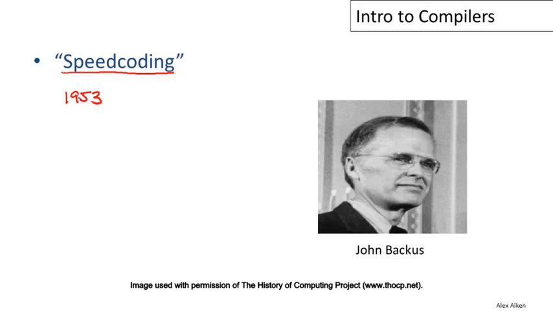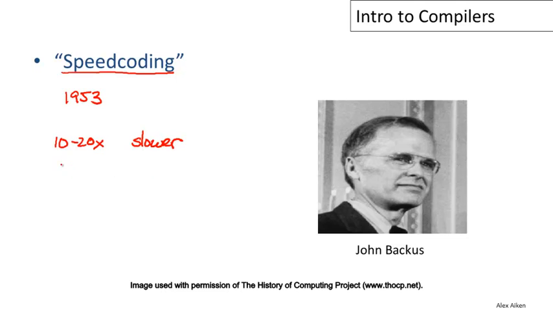But among its disadvantages, speed code programs were 10 to 20 times slower than handwritten programs. And that's also true of interpreted programs today. So if you have an implementation that uses an interpreter, it'll typically be much slower than either a compiler or writing code by hand.